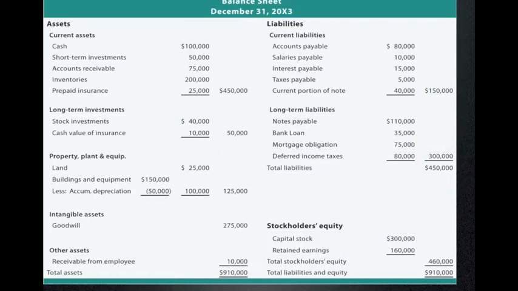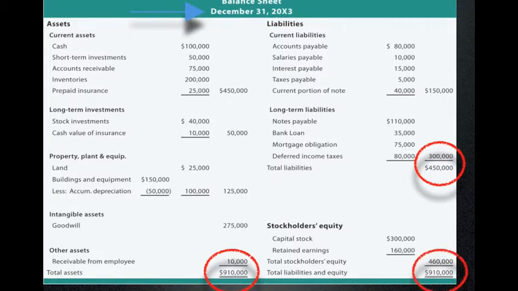The balance sheet gives us a snapshot of the financial position of an entity at a given point in time. In this example, we see that the total assets of $910,000 is equal to the total liabilities of $450,000 plus the total equity, which is $460,000.